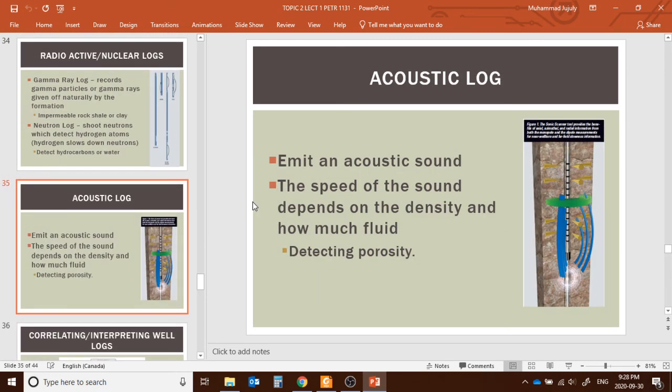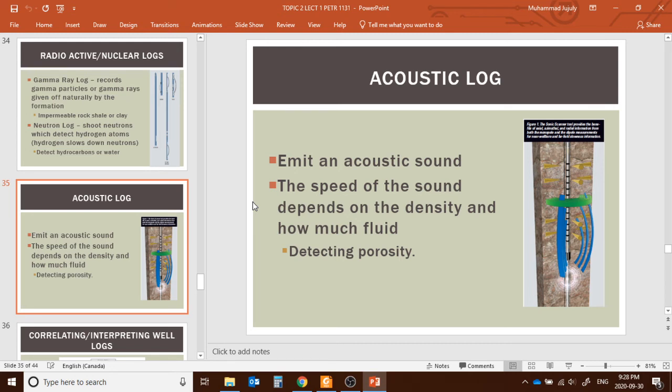Acoustic log: from the acoustic log we can get different types of information. It can tell us what type of rock it is, and also give us information on porosity, okay, whether the rock is porous or not. For instance, if the rock is more porous, you can have a soft signal.